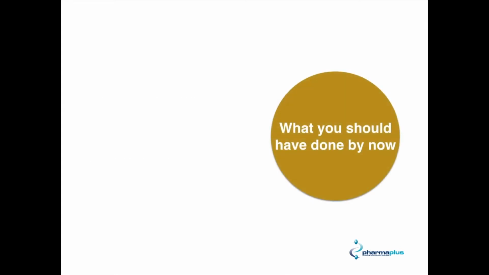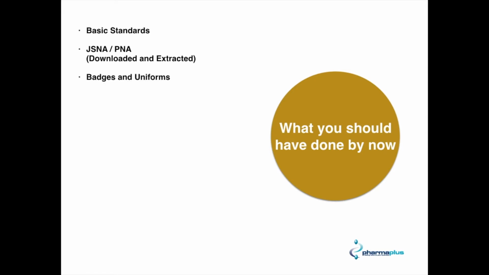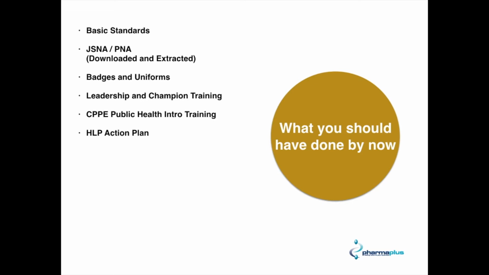Now, there are a number of things you should have done by now. Just to quickly go over it all, you should have had your basic standards in place. You should have downloaded and extracted your JSNA, PNAs and health profiles. You should be either having or have ordered your badges and uniforms. You should have completed your leadership and champion training. You should have looked into your public health introduction training, although please contact the Farm Plus office if you are having trouble with this. You should have your action plan in place, and your action plan is effectively this video series. You should consider your first topic and order the materials for your health zone.